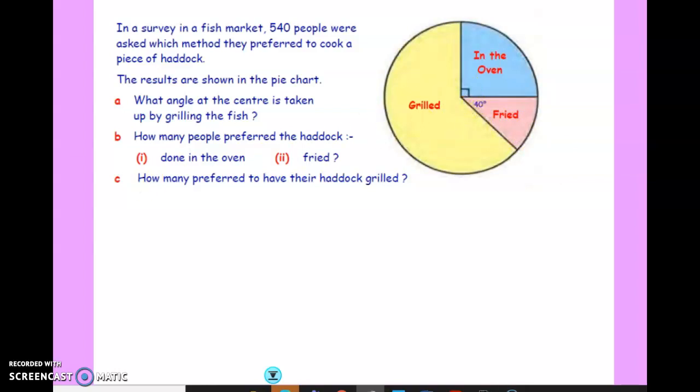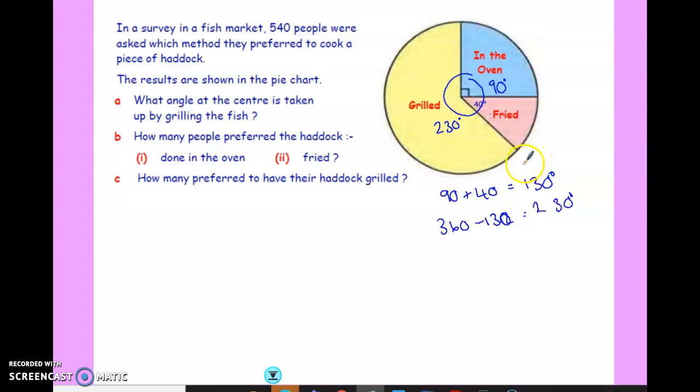Same idea again, a complete circle is 360 degrees. We've got that one is 40. That means our right angle again. Add them together. 130 degrees. Take it away from 360. It's 230 degrees. The angle at the centre here for grilled would be 230 degrees.